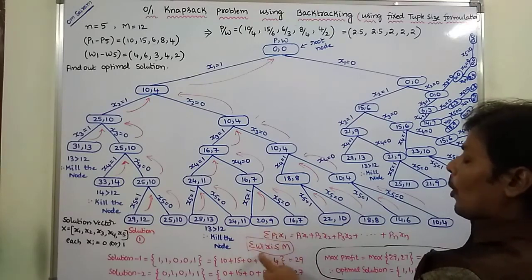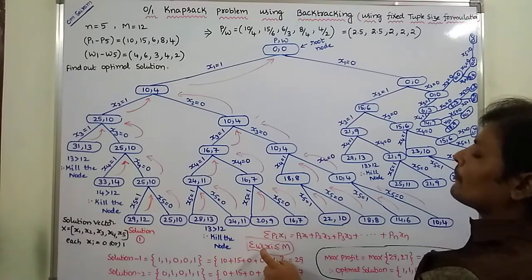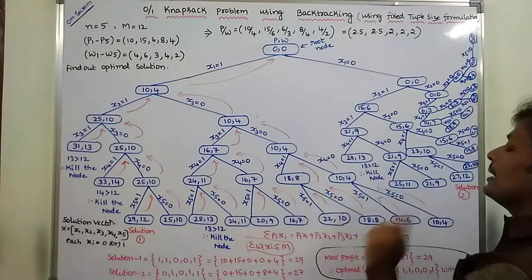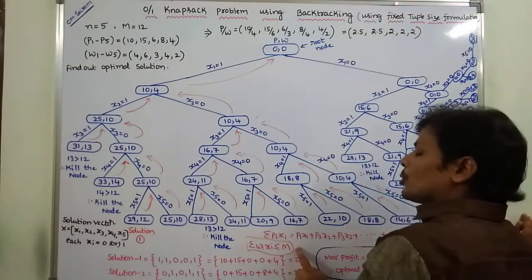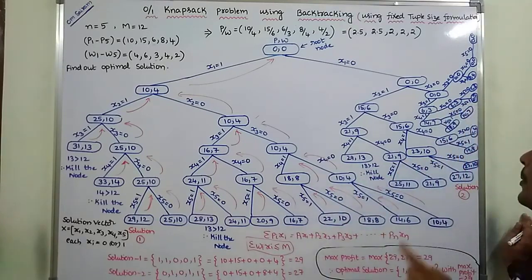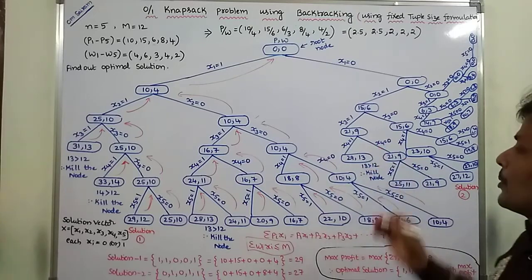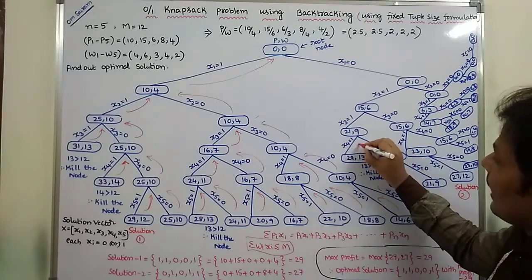Up to now, what are the objects that we have considered? The sum of those objects' weights is equal to 13. 13 less than or equal to 12? Condition failed, so we have to kill that node. After killing that node, we do not move forward. So again, we have to backtrack.